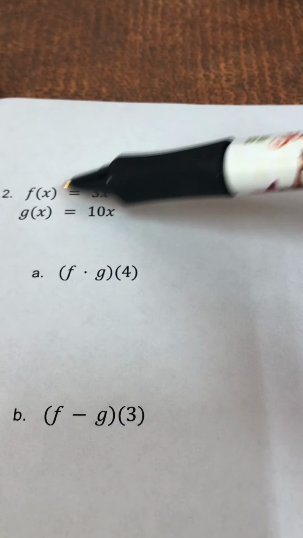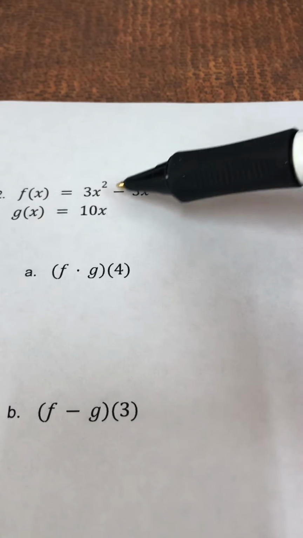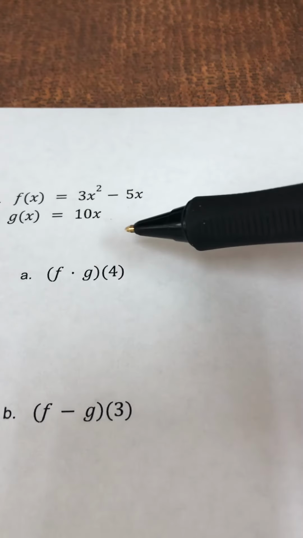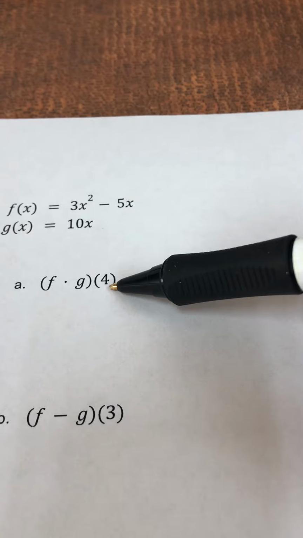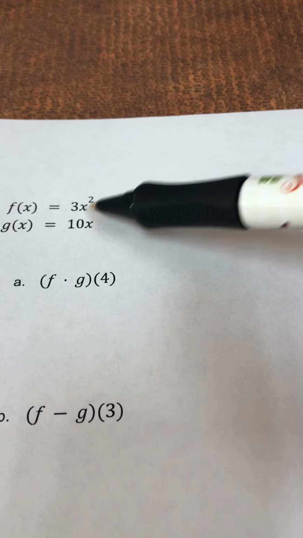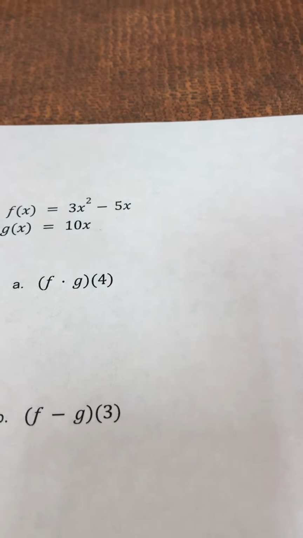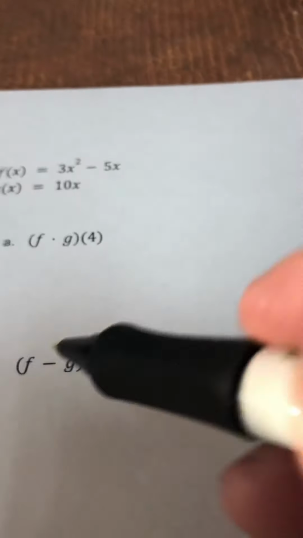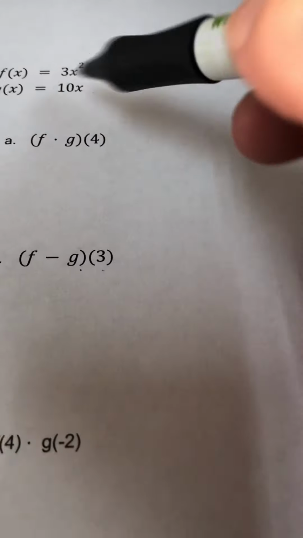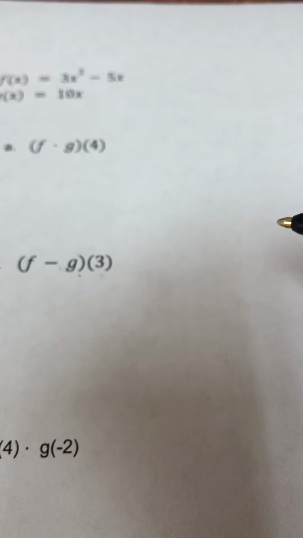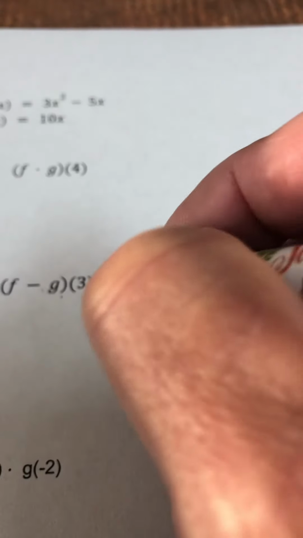we have new functions. We have f of x and g of x looking new over here. And what you're going to do is multiply them when x is 4. So you're just going to plug in 4s and then multiply all that out. And then you're going to plug in a 3 for this one, and you're going to subtract them. Okay, so it's going to kind of look like this.